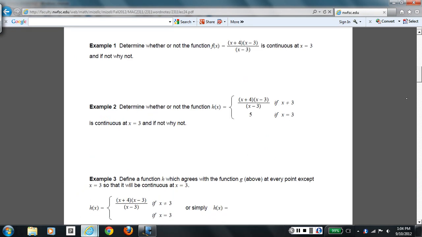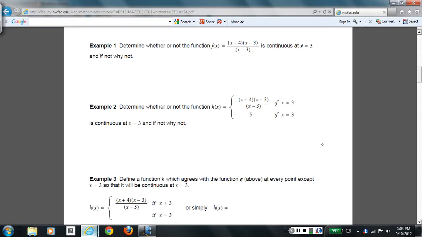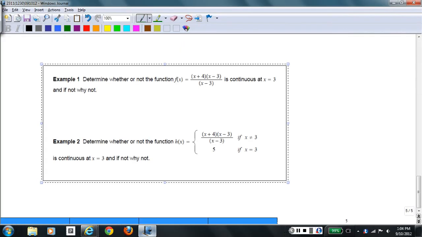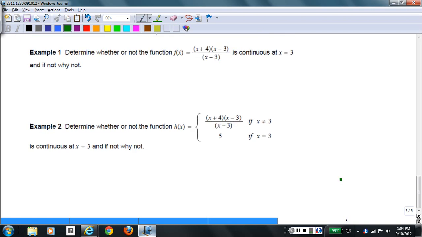So examples 1, 2, and 3 are kind of related, so we'll work our way there. Examples 1 and 2. f of x equals x plus 4 times x minus 3, all over x minus 3. I've gone ahead and factored the numerator. A lot of times you'll see this problem, and the numerator will be, if I FOIL that in my head, x squared plus x minus 12, and then you just have to factor the numerator and realize that x minus 3 is a common factor to both the numerator and the denominator.